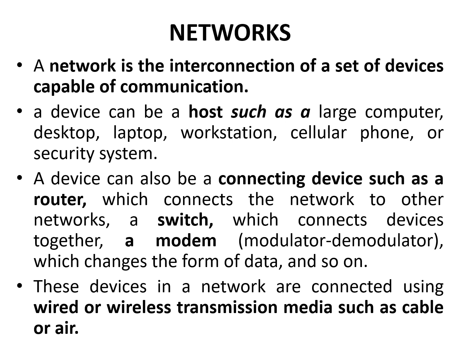A device can also be a connecting device like a router, a switch, or a modem. A switch connects devices together, like two devices together. A router connects two networks, and a modem is a modulator and demodulator which changes data from one form to another form. So these devices in the network are connected using a wired or wireless transmission medium, such as cable, or even the wireless transmission medium could be air.